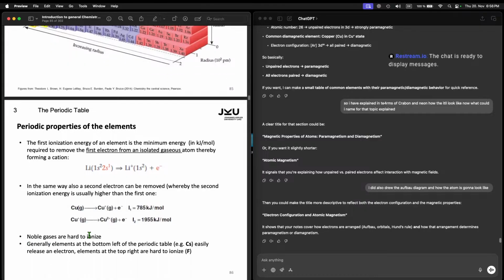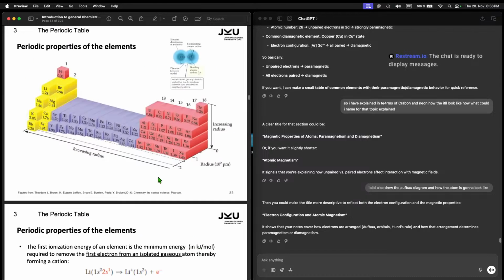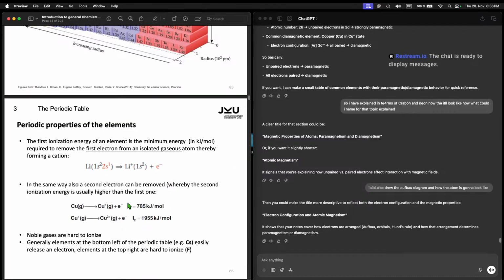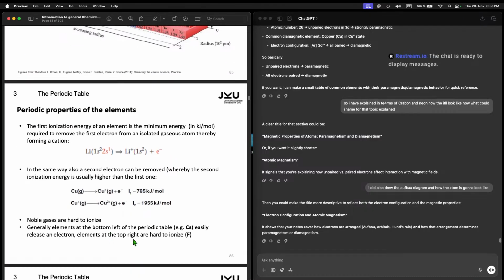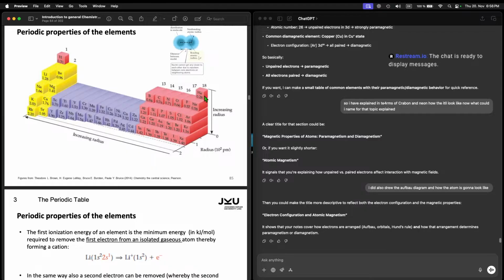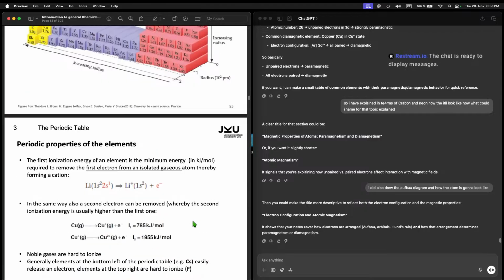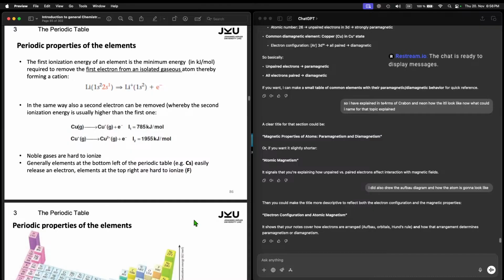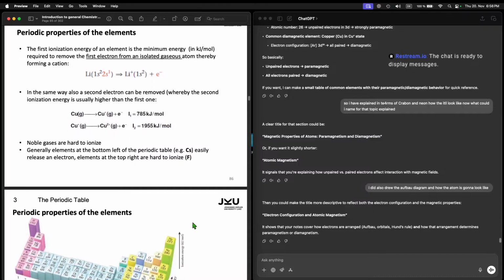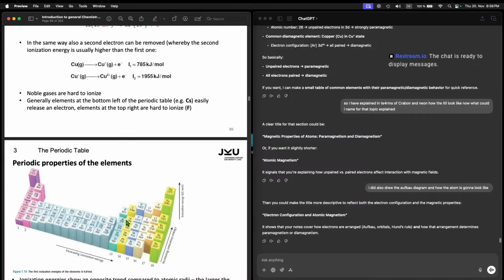Noble gases are hard to ionize. Generally, elements at the bottom left of the periodic table easily release an electron. Elements with a higher radius release an electron more easily. Elements at the top right are hard to ionize. Top right, helium. Yes, helium is one tough one. With the smaller size, higher energy is required.